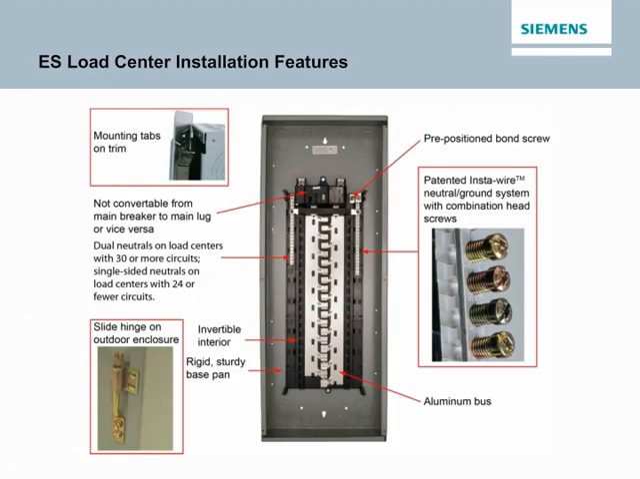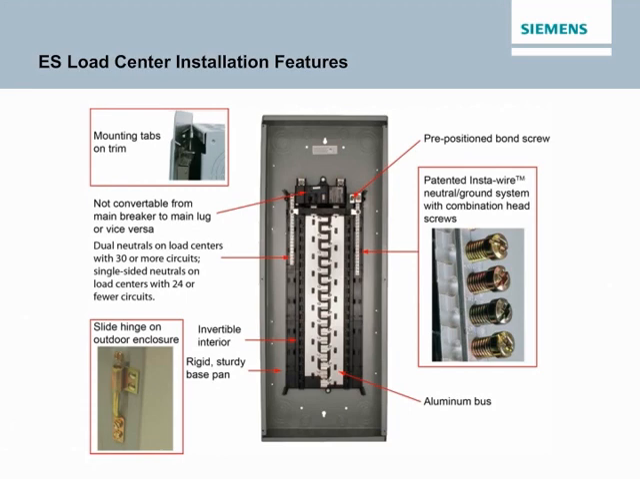ES Series load centers have been engineered for quick and easy installation. Here are some examples of ES Series installation features. The Siemens patented Insta-wire screws on neutral and ground are captive to prevent loss of screws and backed out at the factory to speed wire installation. A bonding screw is pre-positioned and designed to avoid the need for bonding straps or separate screw assemblies. Slot, square, combination screw heads on the neutrals, ground, trim, upper pan, and bond screws provide installation flexibility.